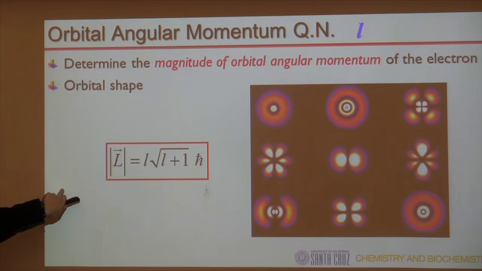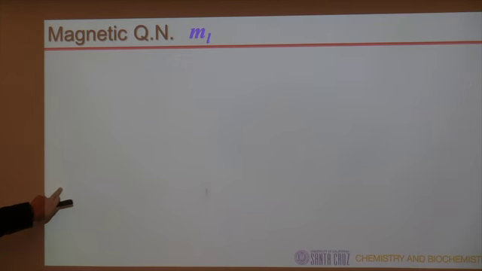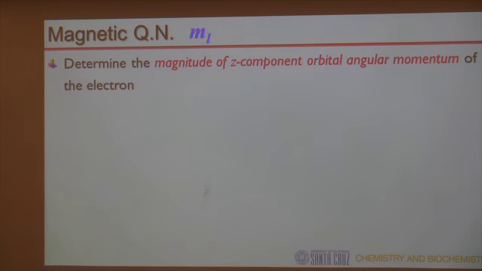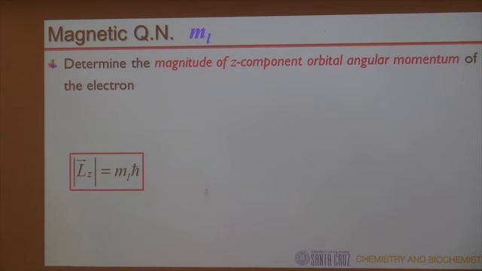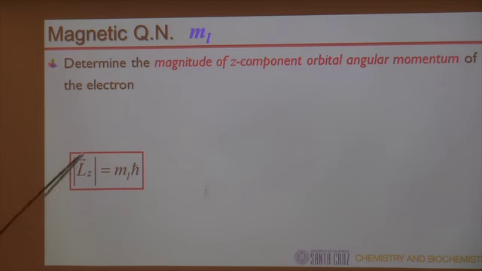Any questions? Okay, next one, the magnetic quantum number, ML. This one determines the magnitude of the z component of the angular momentum we talked about in the previous slide. Again, the equation is this one. So the left-hand side is the magnitude of the z component of angular momentum, which equals just the quantum number times h bar.